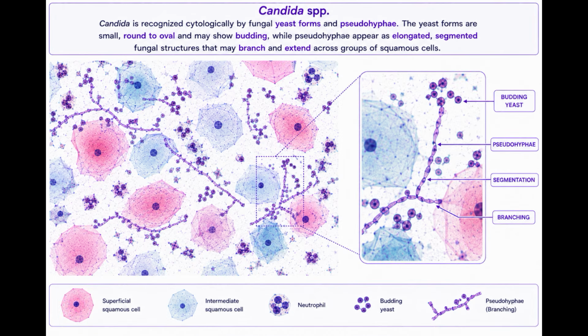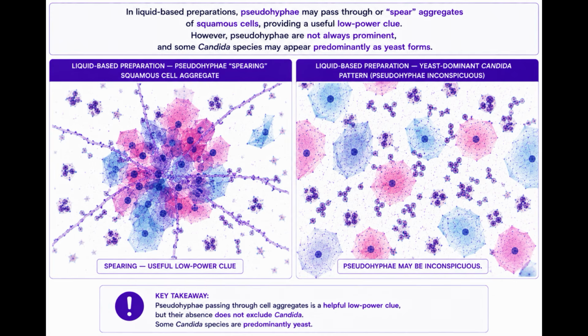Candida. Candida is recognized cytologically by fungal yeast forms and pseudohyphae. The yeast forms are small, round to oval, and may show budding, while pseudohyphae appear as elongated, segmented fungal structures that may branch and extend across groups of squamous cells. In liquid-based preparations, pseudohyphae may pass through or spear aggregates of squamous cells, providing a useful low-power clue. However, pseudohyphae are not always prominent, and some Candida species may appear predominantly as yeast forms.